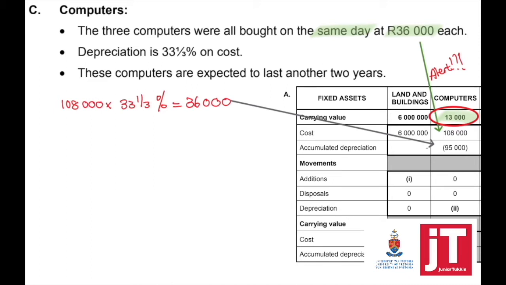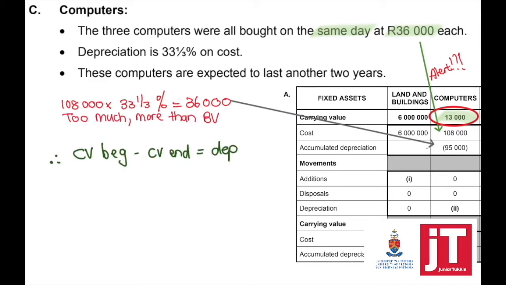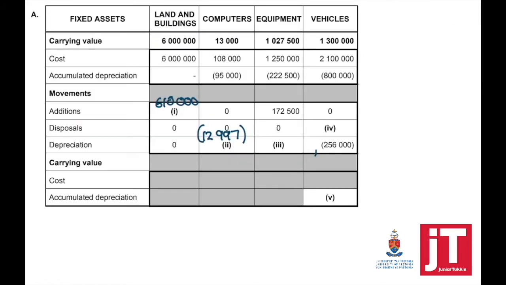So to calculate the depreciation, we are going to take the carrying value in the beginning minus the carrying value at the end. So the carrying value in the beginning is 13,000. We are going to subtract 3 because we've got 3 computers. So my total depreciation is 12,997. So your answer for number 2 for computers for total depreciation is 12,997. Remember, when we're completing the fixed asset note, it should always be in brackets.